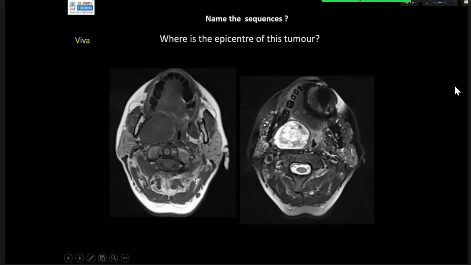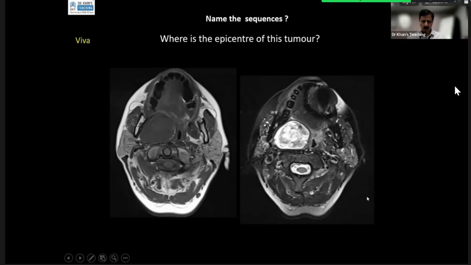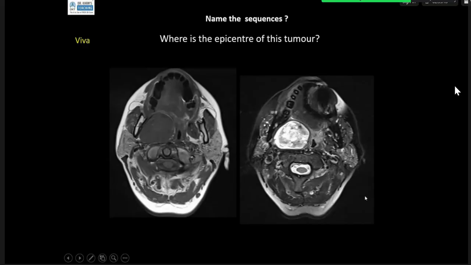Okay, so there is a well-defined, predominantly hyperintense T1 and heterogeneously hyperintense T2 mass lesion, which is centered at the deep lobe of the right parotid gland. This displaces the parapharyngeal space and the nasopharynx medially with slight narrowing of the nasopharynx. So differential diagnoses are those of parotid origin, including pleomorphic adenoma. Differential to that would be a Warthin's tumor and malignant salivary gland tumors like mucoepidermoid or adenoid cystic carcinoma.